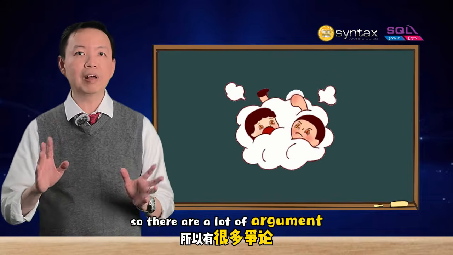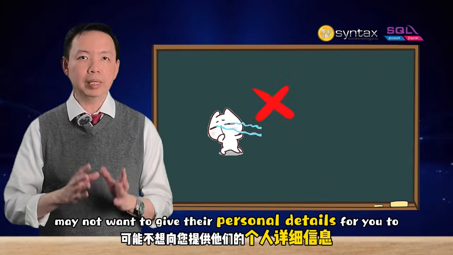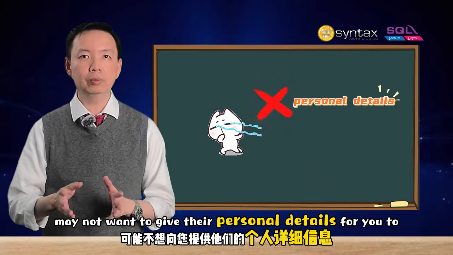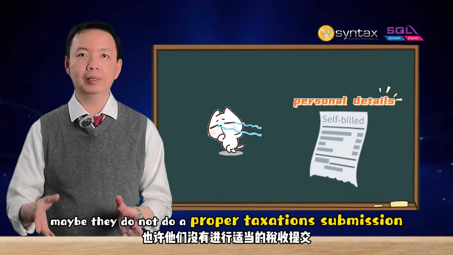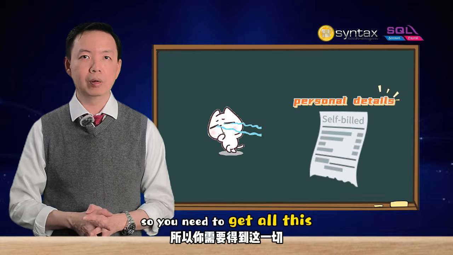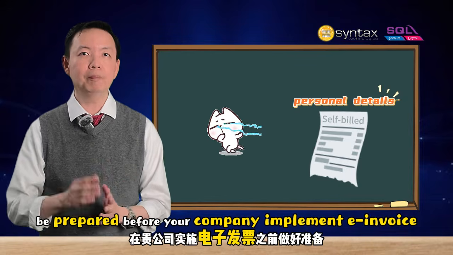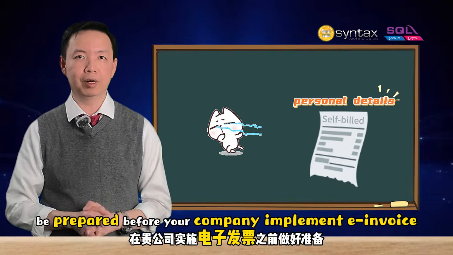So there is a lot of argument, because some landlords may not want to give their personal details for you to do the self-billed e-invoice, because maybe they do not do a proper tax submission. So you need to have all this prepared before your company implements e-invoice.